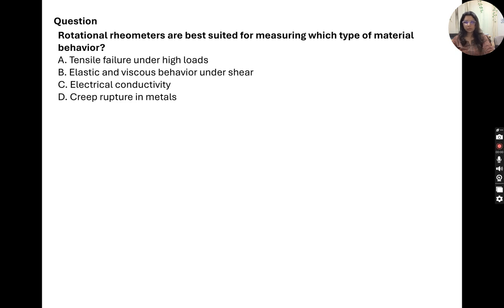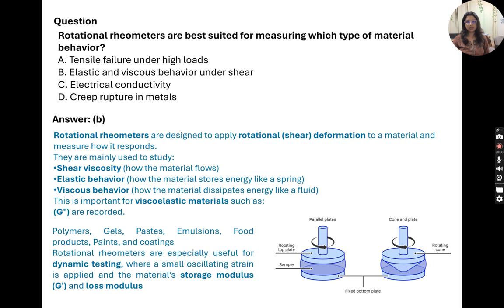Okay, so rotational rheometers measure the elastic and viscous behavior under shear. And that's how the rotational rheometers look. Rotational rheometers are generally designed to apply rotational shear deformation on a material and measure how it responds. If we look at them, we can put the sample here, and it can rotate either the top plate or the cone. So it can rotate actually the cone or the plate.